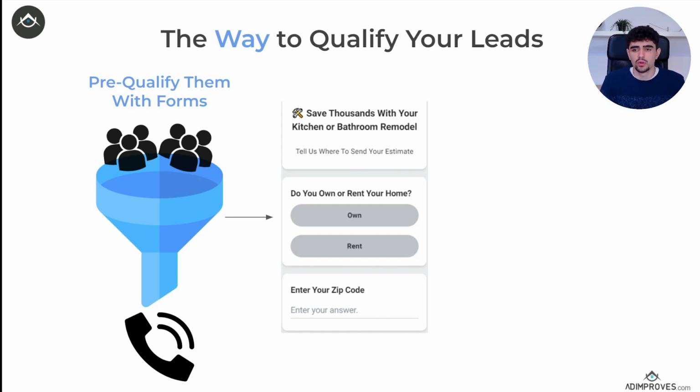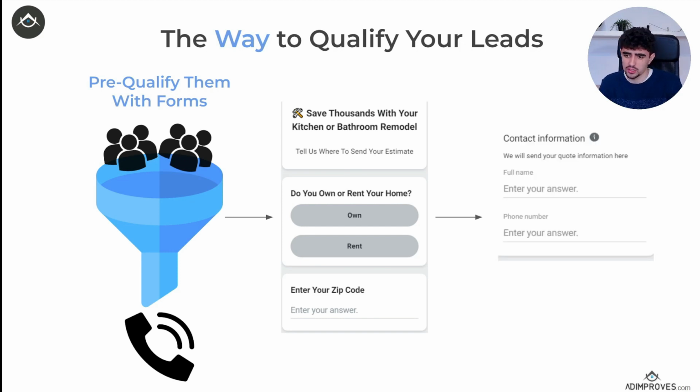So in this sort of way, you are kind of making them take an action, right? Very simple question: do you own or rent a home? If they own a home, you are qualifying that lead, because at the end of the day, you are not going to talk with people that do not own a home if you are going to renovate their home. You can see where they are located.